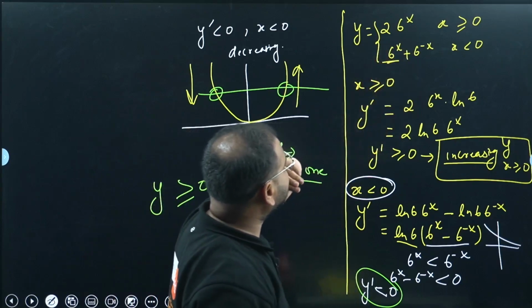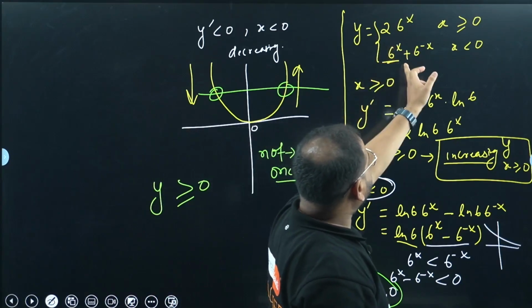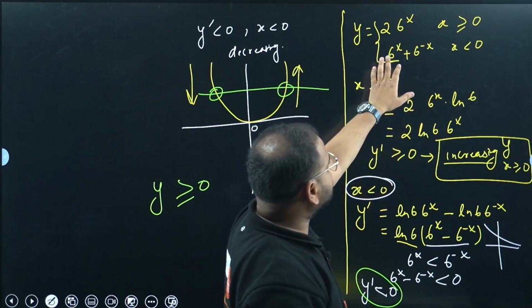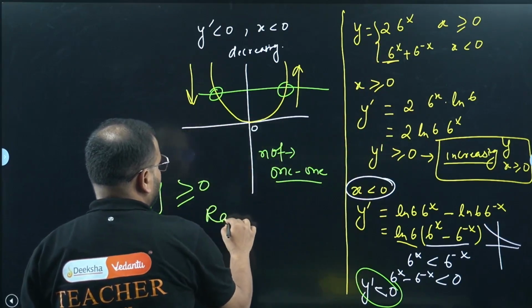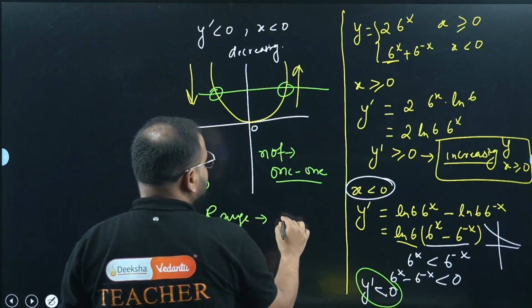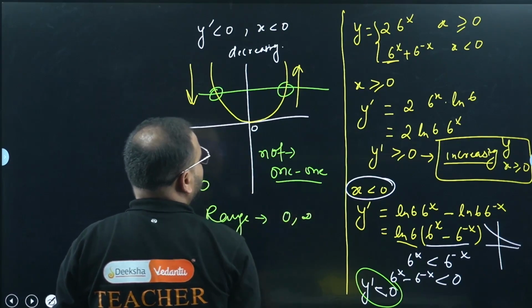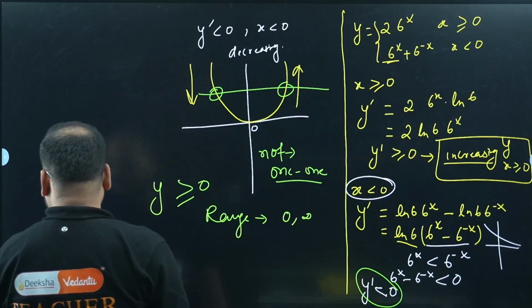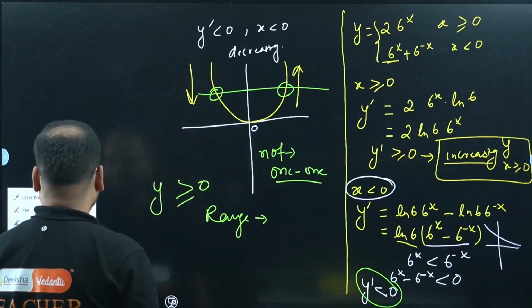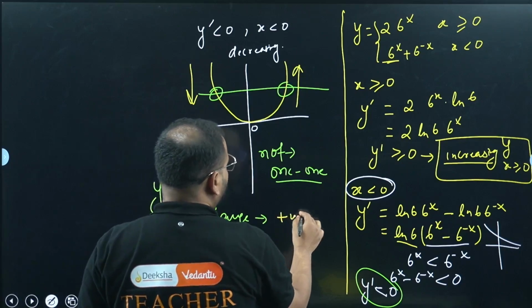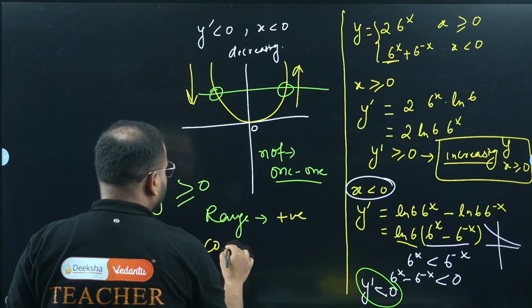Now check here. Positive and this is also positive. So if the graph is always positive, what is my range? Range is 0 to infinity. Range is always positive. If you are getting confused over here, just write positive numbers only. What about my codomain?